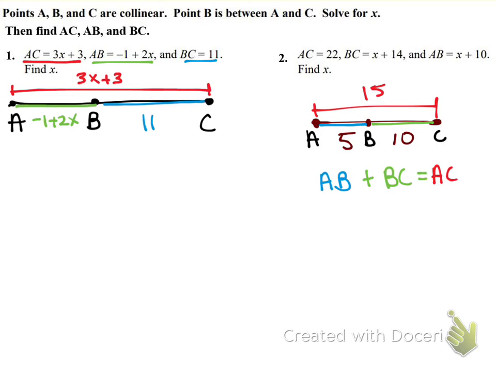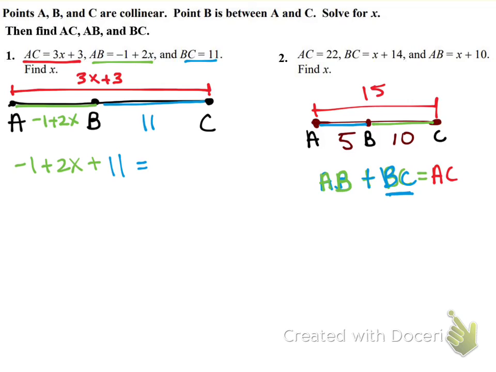We're going to use the same theorem here. I switched up the colors on accident. But we're going to use the same theorem. All right, so what is the length of AB in my first question? The length of AB. Negative 1 plus 2x. And I'm going to add it to the length of BC, which is 11.